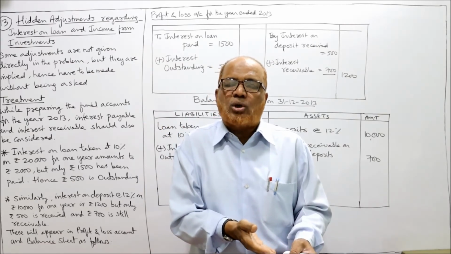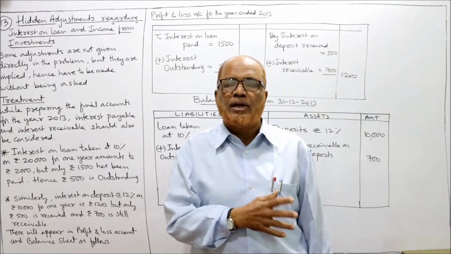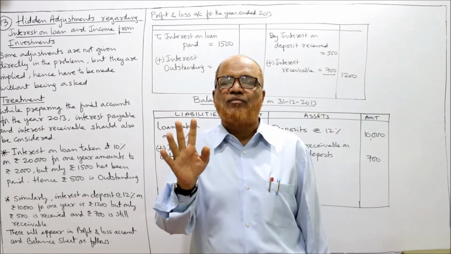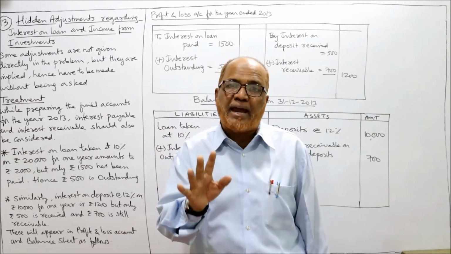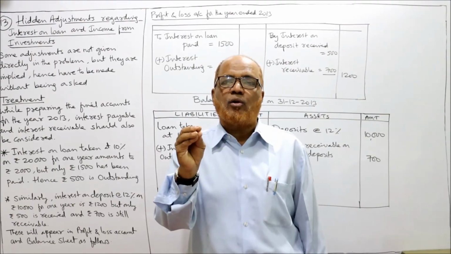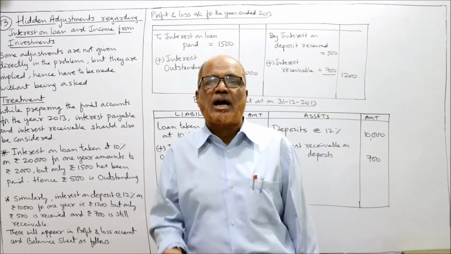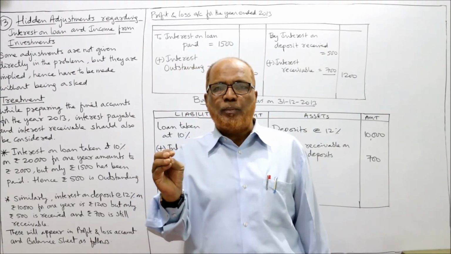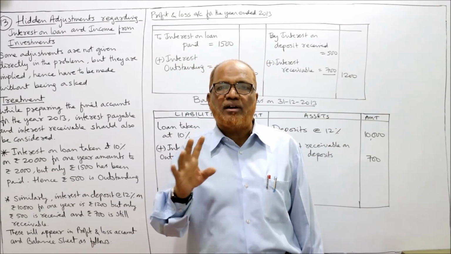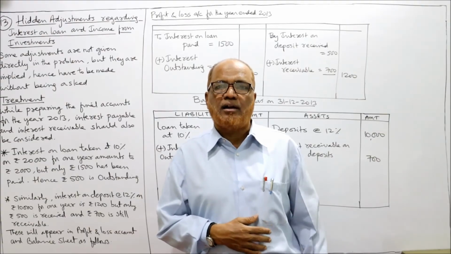But it is given interest on loan 1500 rupees, debit column. That means out of 2,000 rupees, 1500 rupees interest was paid and the remaining 500 rupees is not paid. Not paid means due, outstanding. So 1500 rupees interest paid, 500 rupees interest outstanding, due.